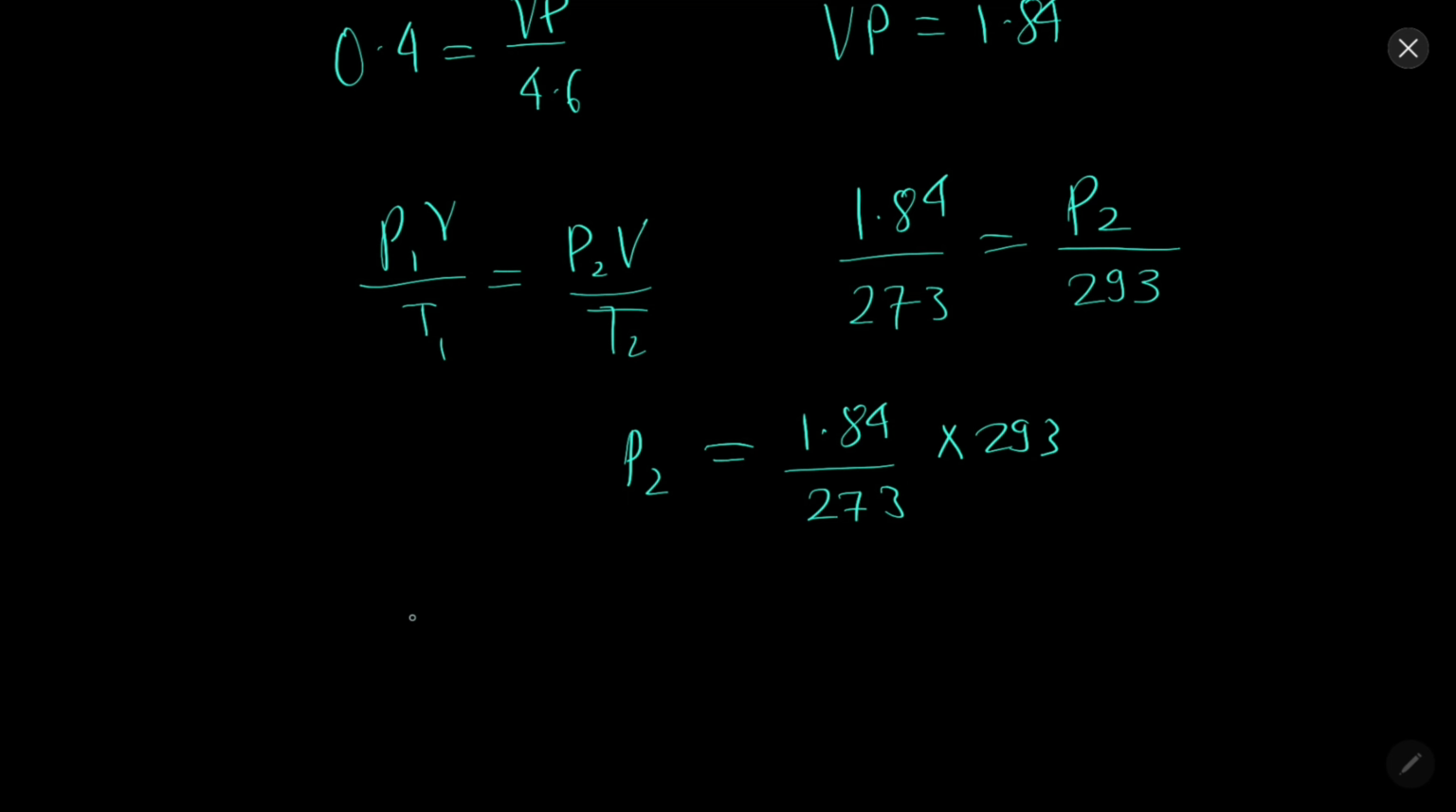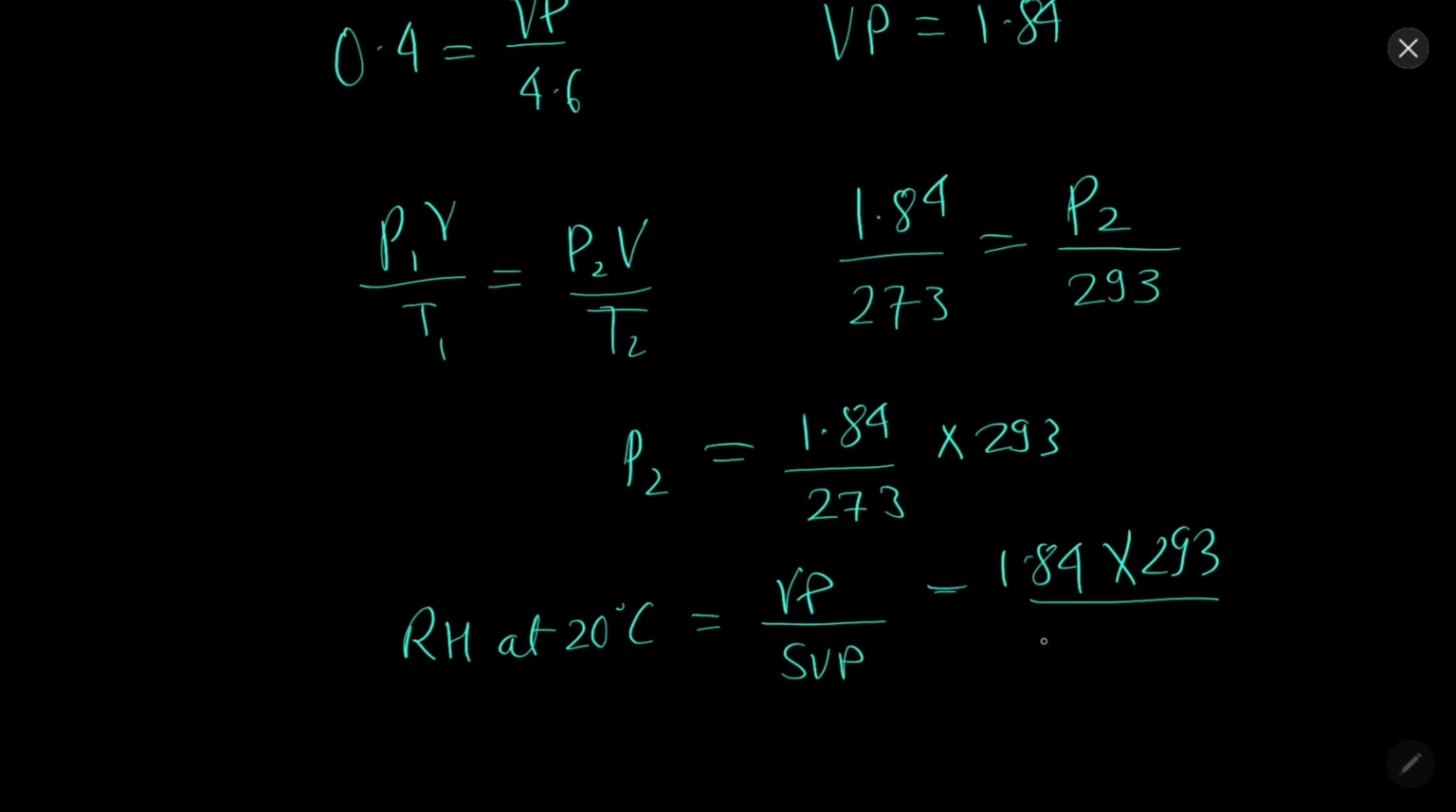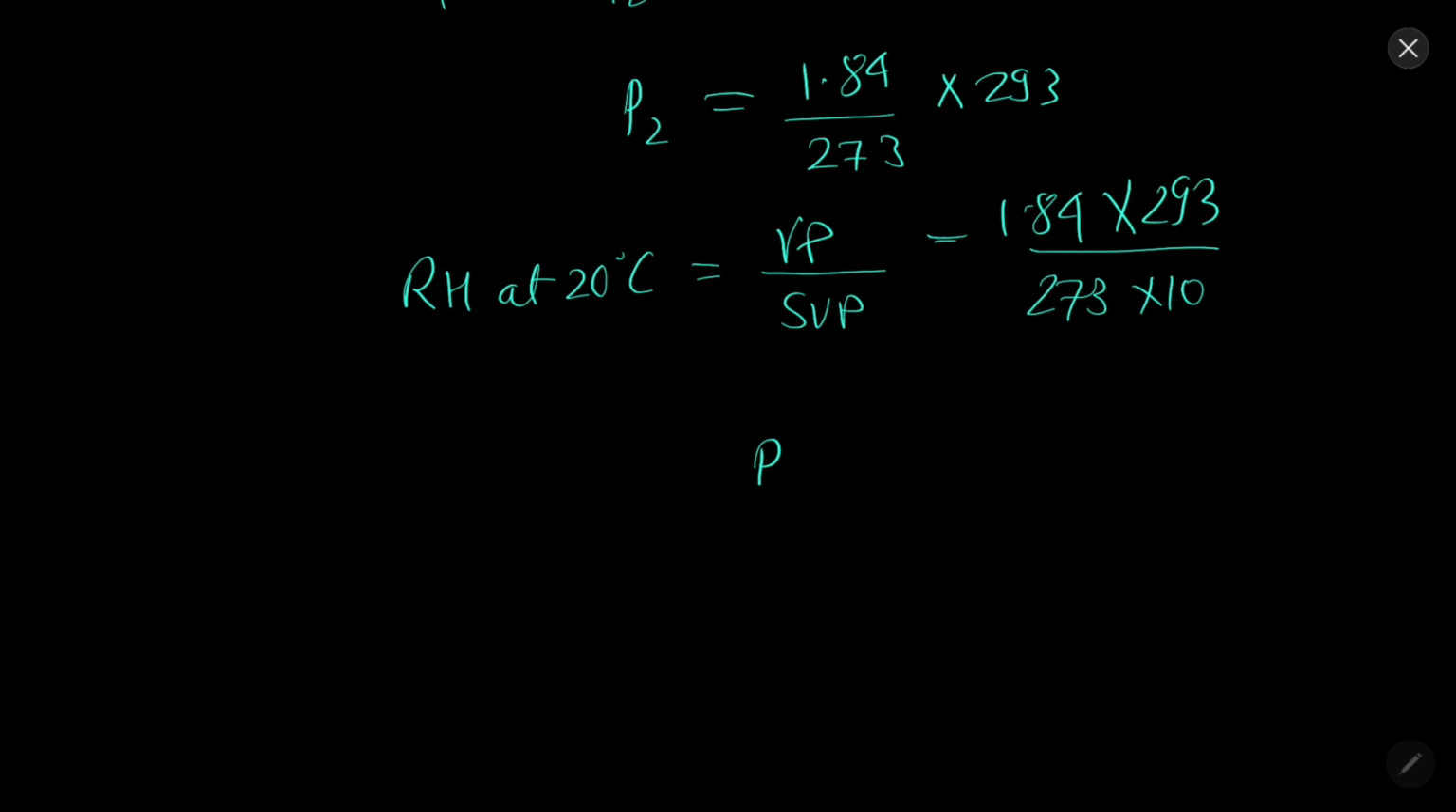So ultimately relative humidity at 20 degrees Celsius will be equal to Vp over SVP, 1.84 into 293 over 273 into 10, which will be around 0.109, that is 10.9%.